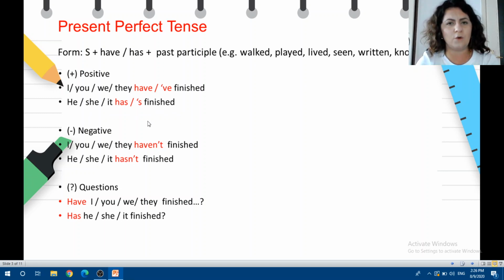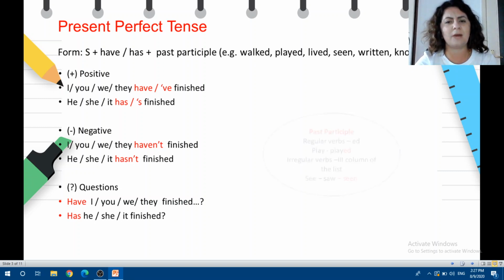For the negative form, we add not to the form of have and has. And we have I, you, we, they haven't finished. He, she, it hasn't finished. How do we form the interrogative form or the questions? We need have or has, then comes the subject, and then comes the past participle of the main verb.